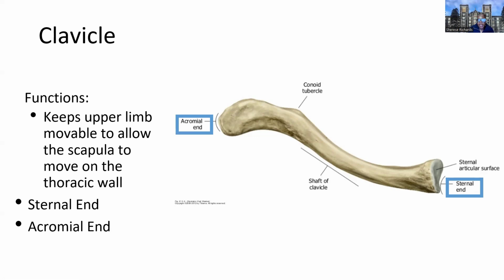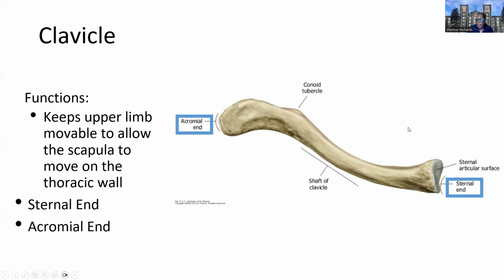So the clavicle keeps the upper limb movable. Again, appendicular skeletal is all about movement and mobility. So it allows our limb to be able to move really far away from our body while still keeping it structurally anchored, right, to the thoracic wall. And then if we look at the clavicle specifically, it's the first part of that girdle.